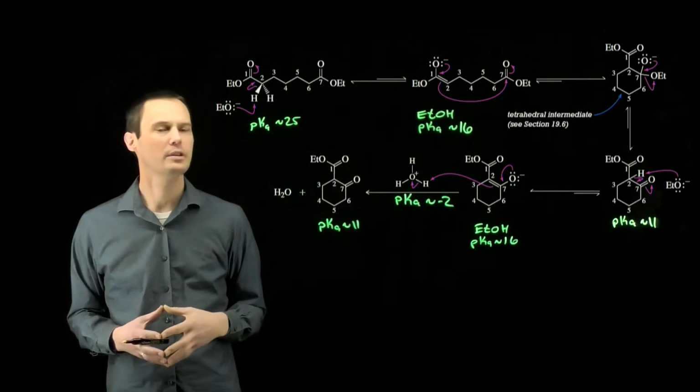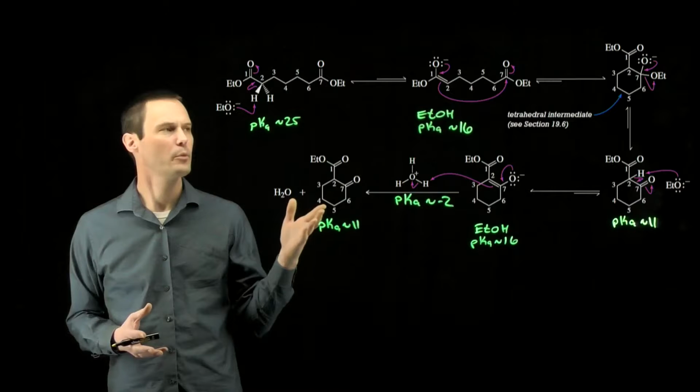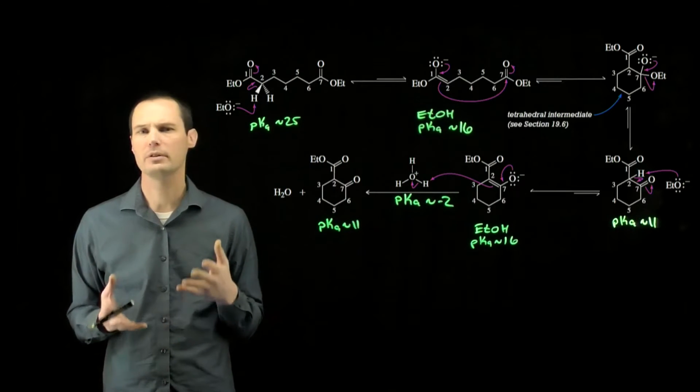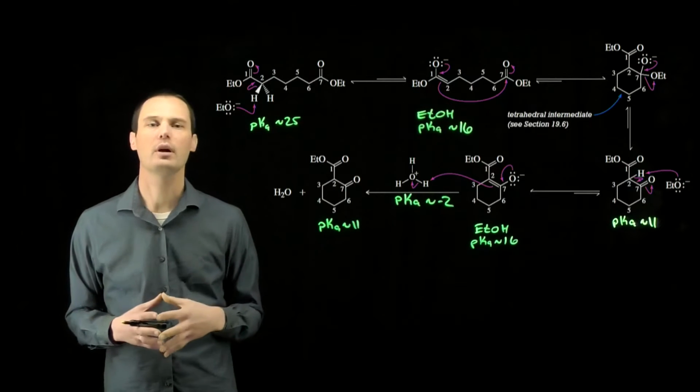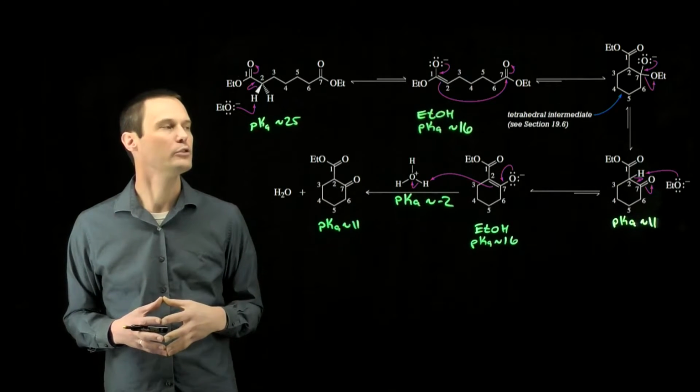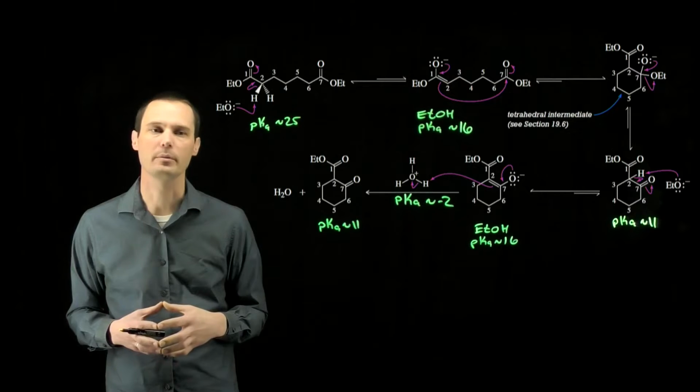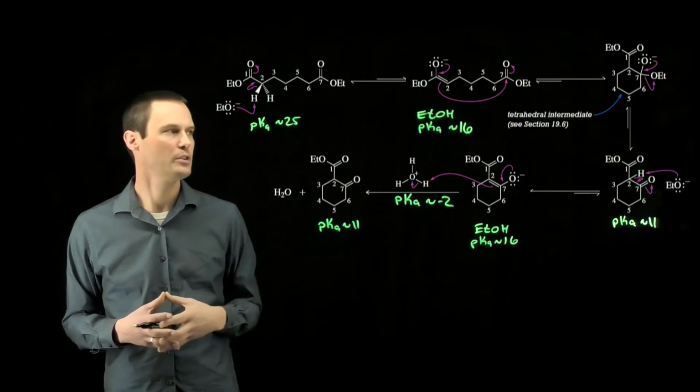In step number 2, we can talk about delta G. This is a reaction that goes from one molecule to one molecule, so delta S is approximately 0, and delta H is negative, and so delta G will also be negative, and so this second step, the intramolecular step, is favored toward the products. The third step, we can also talk about delta G.